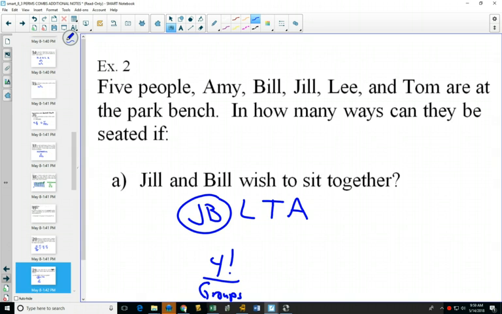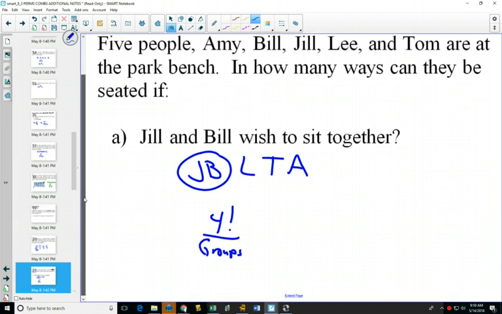But here we've got the Jill-Bill group, Lee, Tom, and Amy. Within the group, how many ways could you rearrange Jill and Bill? Well, they could hold left hand, right hand, or right hand, left hand. So there would be 2 factorial ways of rearranging them. For the other ones, you can make spaces for them, but it really doesn't matter.